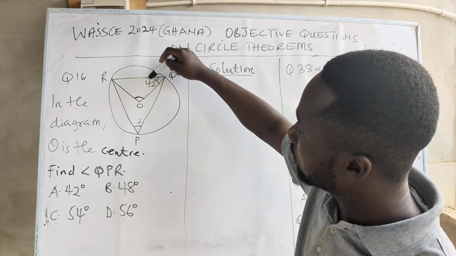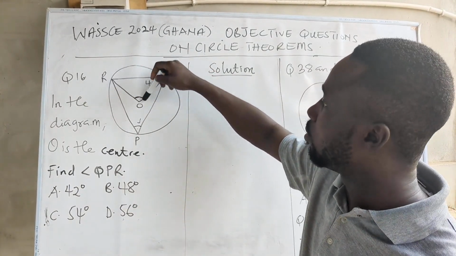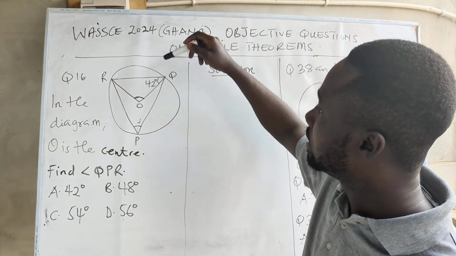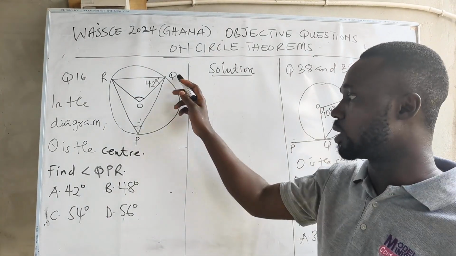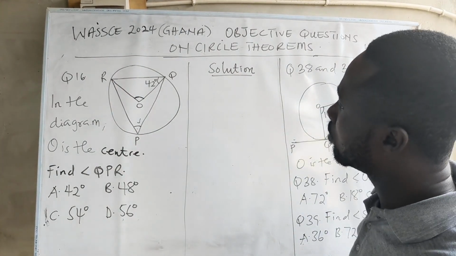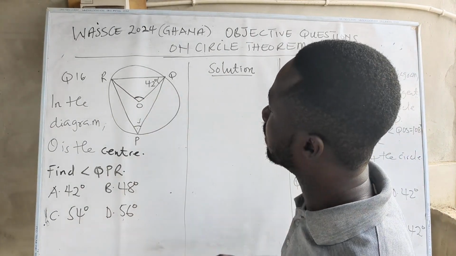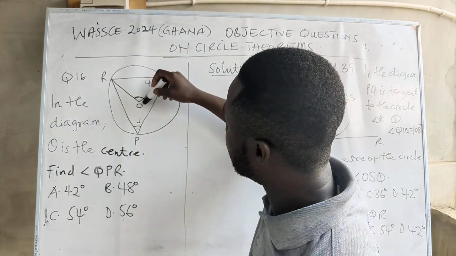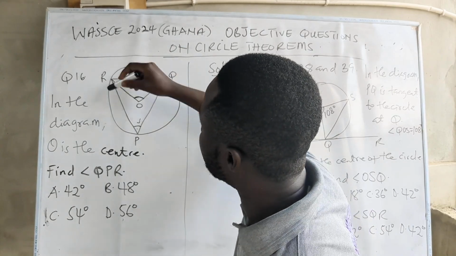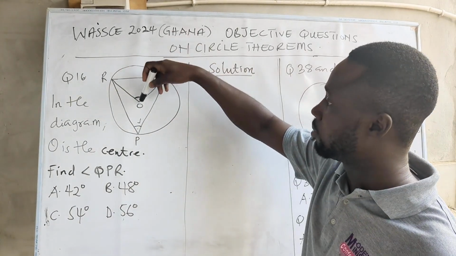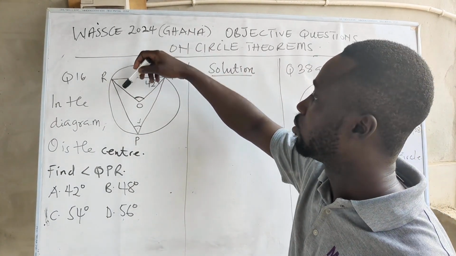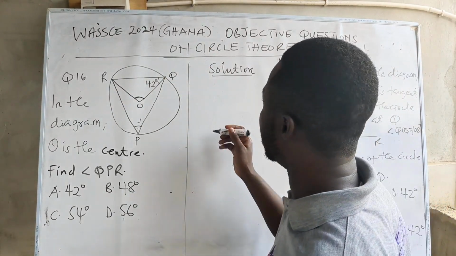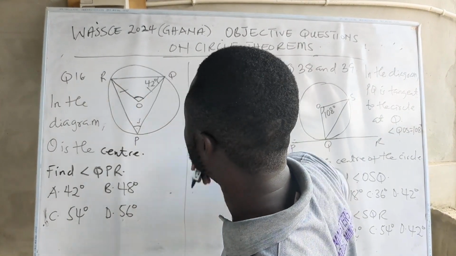So since we are given 42 here, what we can do is find the angle ROQ. Then when we get angle ROQ, we divide by 2 to get angle RPQ, or QPR. That's what we are looking for. So since we know here as 42, how do we get the angle here? Let's see triangle ROQ. O is the center of the circle, so OQ and OR are the same because they are radii, from the center to the circumference. That makes triangle ROQ isosceles. If that is the case, then the base angles are the same.